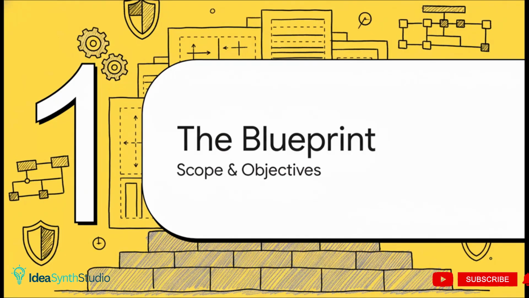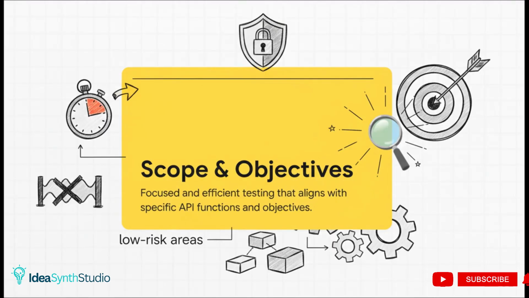Every solid building starts with a good plan. Well, in API security, that plan is your scope and your objectives. This is the foundation that everything else is going to be built on. The key insight here, and this comes straight from the CIS guide, is that a well-defined scope isn't just bureaucracy, it's about surgical precision. It forces you to stop wasting time and resources on low-risk areas, and instead you get to focus your firepower on the API functions and threat models that are in actual danger.